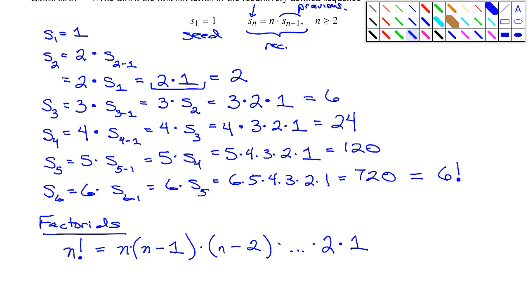Now, one thing to note that we're going to need a little bit later on in this course is what 0 factorial is defined to be, and that is actually defined to be 1 for reasons that we will talk about when we get to that section.